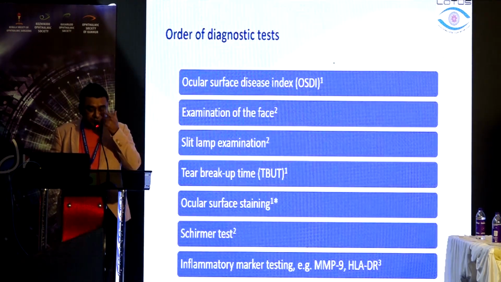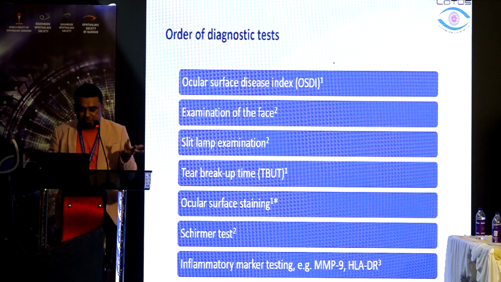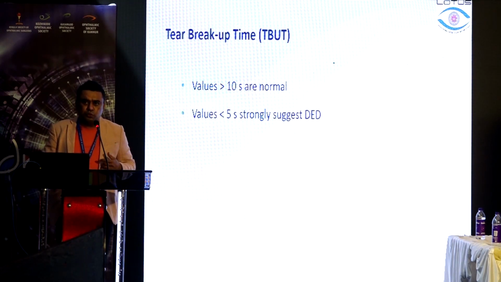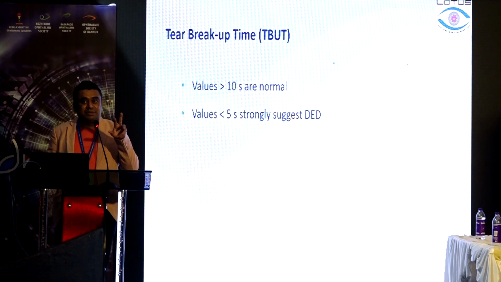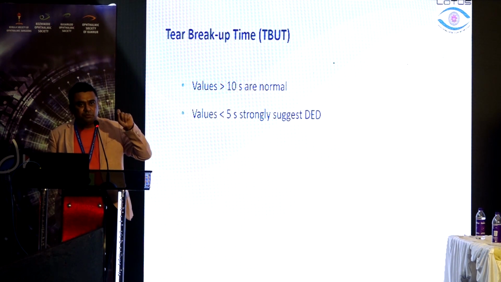What are the tests we do? Any ophthalmologist will do. We have our own ocular surface index score. We examine the face, do slit lamp examination, we do tear film breakup time, and we do the staining and Schirmer's 2 test. Inflammatory markers are not yet easily available, and patients can't afford them in our country. So before doing Schirmer's, always TBUT has to be done, because whenever we apply the Schirmer strip, we don't want the epithelium to be damaged. That will not give us a correct TBUT value.